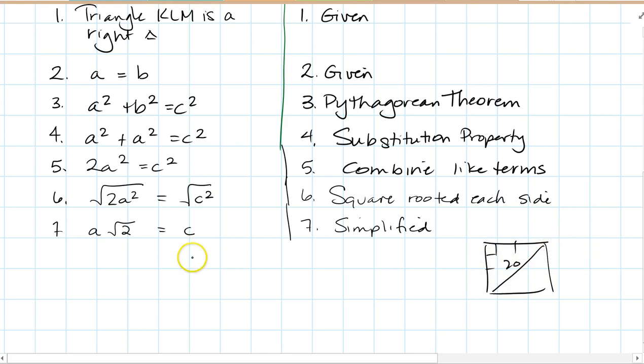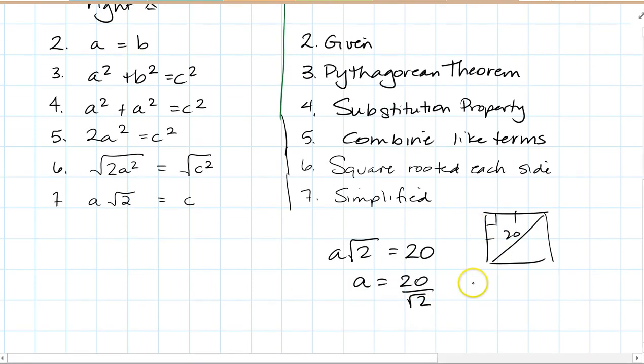45-45-90s. So if the c is 20, if I was proving this is equal to 20, I just now have to divide both sides by the square root of 2. So a is equal to 20 over square root 2, and we can't leave the bottom like that, so I'm going to multiply it by root 2 over root 2, and I get 20 root 2 over 2, which is 10 root 2. So each side must be 10 root 2, and I'm just trying to give you an example of how this transfers to another concept. Well, the same concept, but somewhat implied.